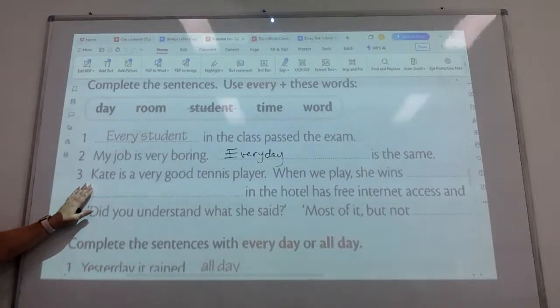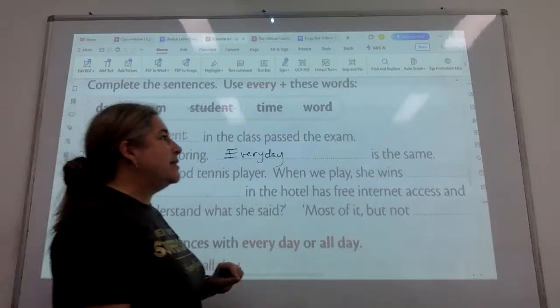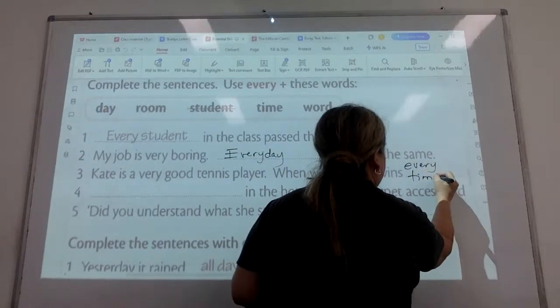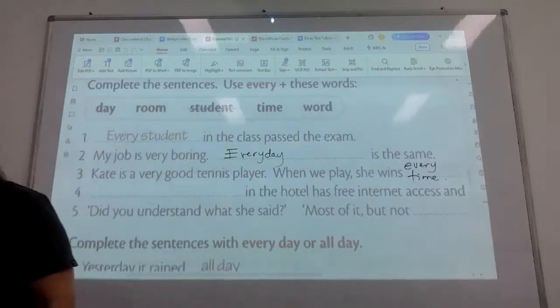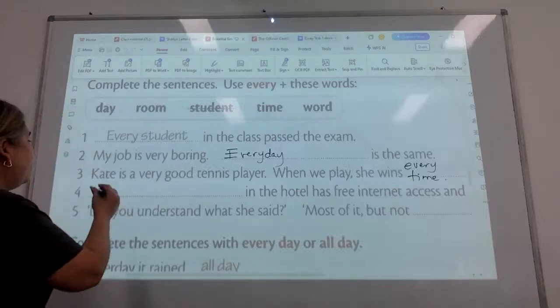Kate is a very good tennis player. When we play tennis, she wins every time. What did you put? You got it. Oh, good job. Sure, first day. Beginner's luck. Number 4: the hotel has free internet access and a mini bar. Every room.